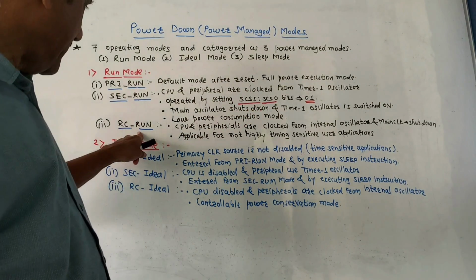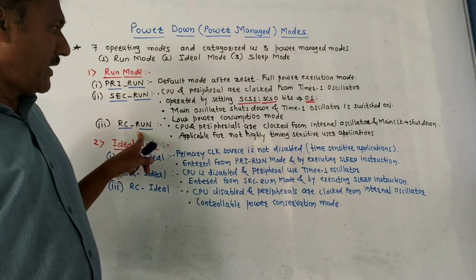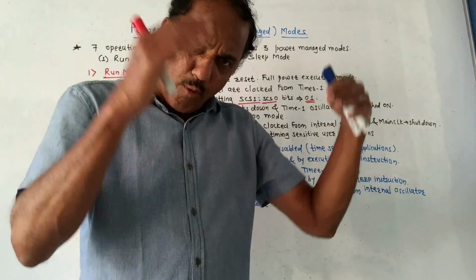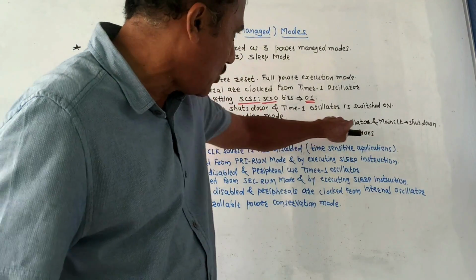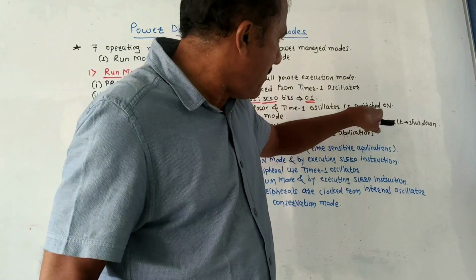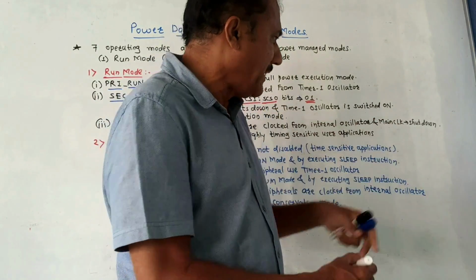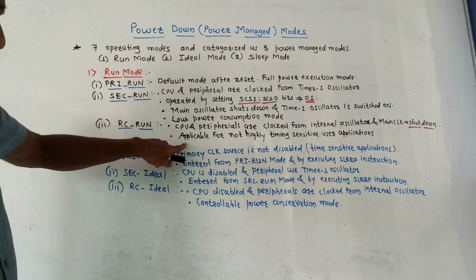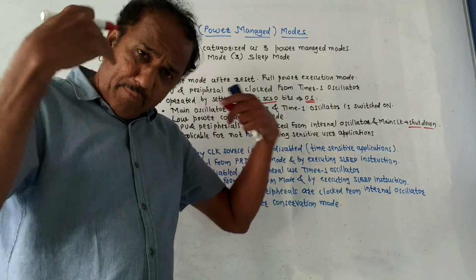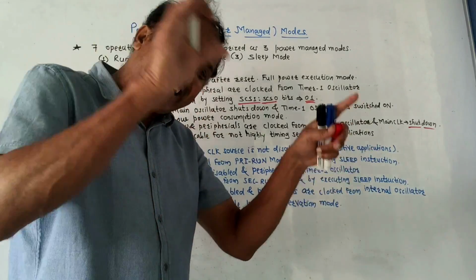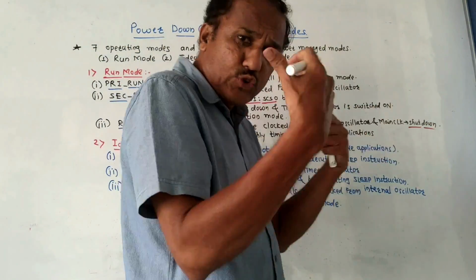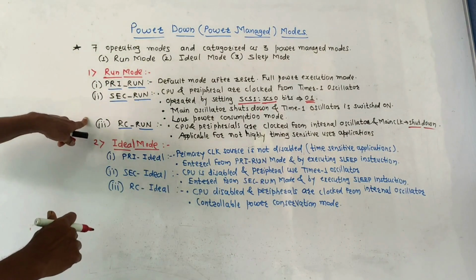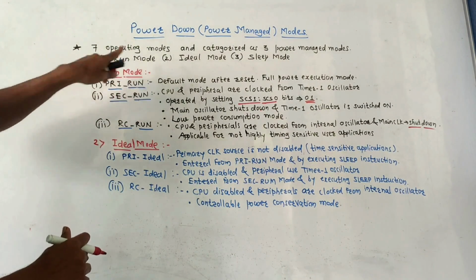Then the third mode is RC run mode. In this case, CPU and peripherals are clocked or operated by using internal oscillator, and the primary clock signal, that is main clock signal, is shut down. Then it is applicable for the applications which are not highly time sensitive. Agar time sensitive user applications hai, to uske liye dusra mode use karte hai. So these are the 3 modes as far as these run modes are concerned.